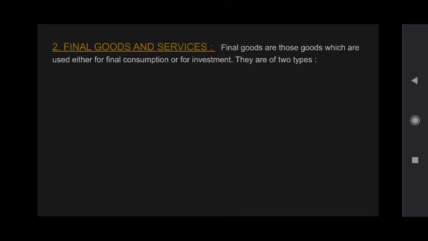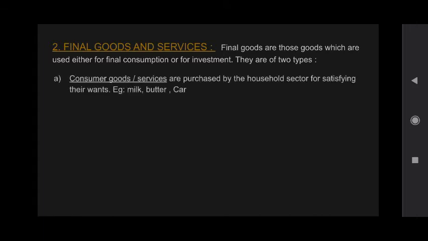So, talking about final goods and services, these are basically either used for final consumption by the end users, or these are meant for investment. Final goods are basically of two types. The first is the consumer goods and services, which is purchased by the household sector. That is the consumer's one. Example, milk, butter, car, or anything which you can name off.